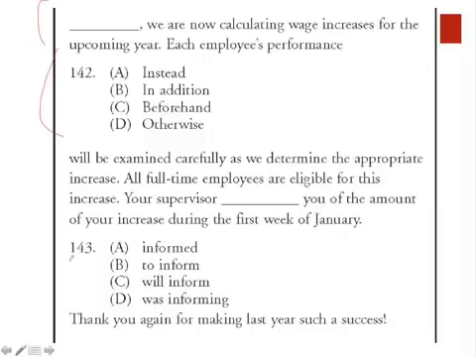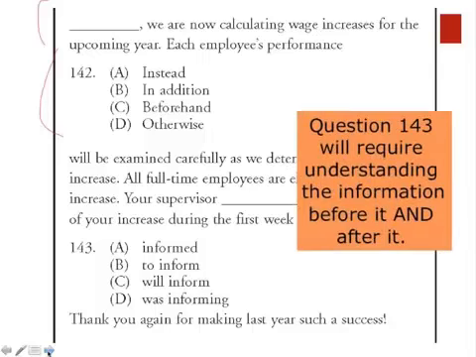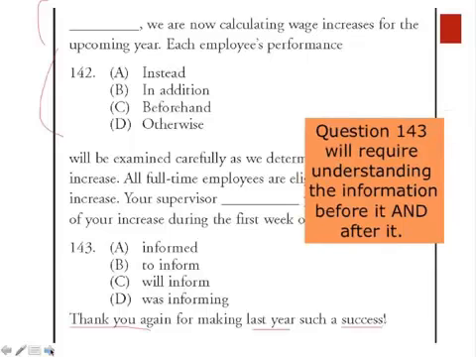Okay, now that we're back now to question 143. As we said before, we have to figure out how much information we need to chunk. Well, we have to be able to understand the information that came before it and, of course, the information that comes after it. Now, fortunately, there's only a little bit more information at the end. It does say, "Thank you again for making last year a success." So in a way, this email appears to be doing two things. It's telling us what a good job we did last year and what benefits we're going to have for the next year.